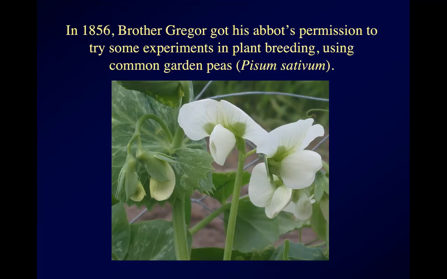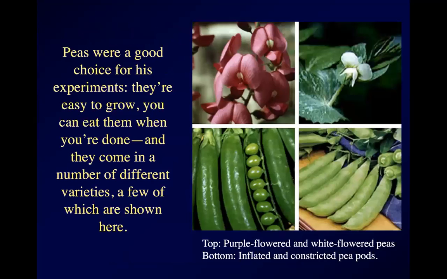So Brother Gregor started growing garden peas, Pisum sativum, the same peas that you eat. These are what the flowers of garden peas look like. They were a good choice because, first of all, they're really easy to grow. They're pretty resistant to cold, so you can grow them over much of the year. When you're finished with them, you can eat them. That's probably where a lot of Mendel's experimental peas ended up in the soup.